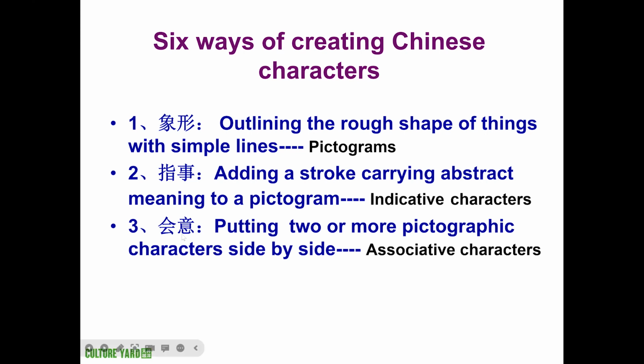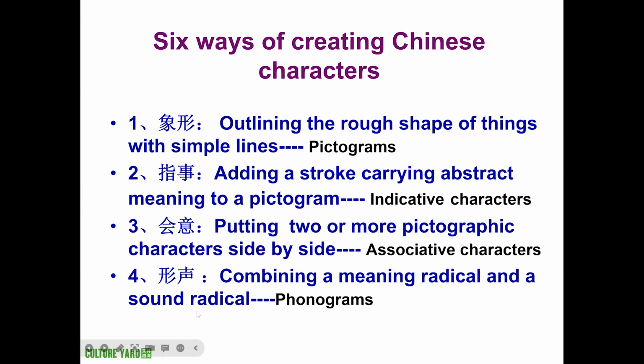And then 会意. 意 means meaning. 会 means understand. Why do you understand the meaning? Because these characters include 2 or 3 parts, mostly 2 parts, 2 components. Each component has its own meaning. The 2 components combine together to create a new meaning. So we call them associative characters.